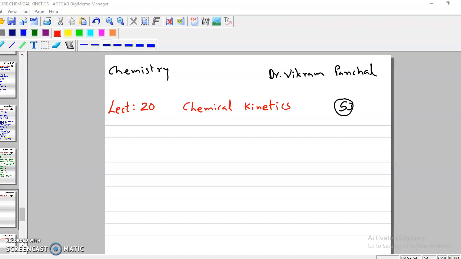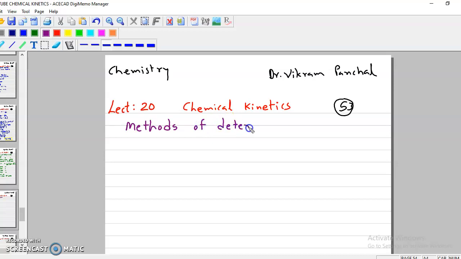Okay, till today we have completed all order of reactions, integration rate law. Now we will see methods for determination of order of reaction. Okay, we will see different methods used to determine order of reactions.